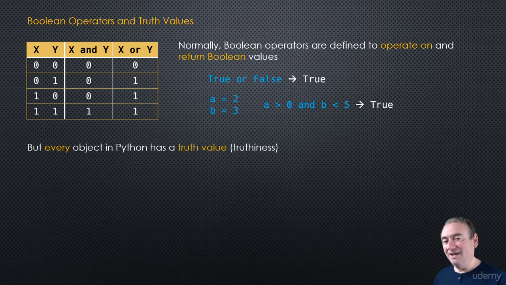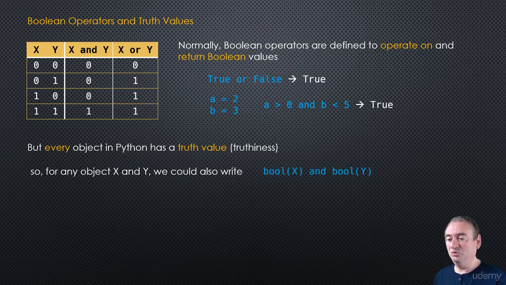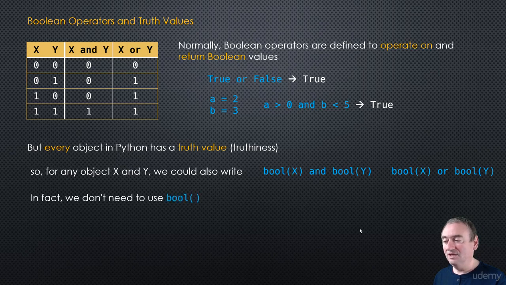But now consider that every object in Python has a truth value. We have this concept of truthiness. And so for any object, we really could write the following. We can write bool x and bool y. That is perfectly legal. Since x has a truth value, we can get the truth value by calling bool on x, and we can get the truth value of y by using bool of y. And we can do the same thing with or as well. So the thing is that we actually don't have to write bool here. In fact, we can just write x and y. Or we could write x or y. That will work perfectly well.